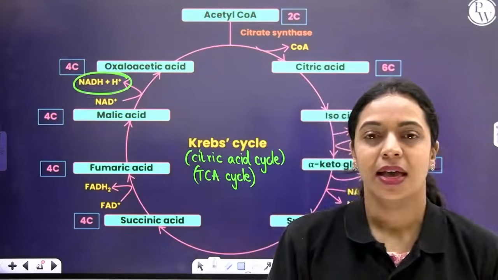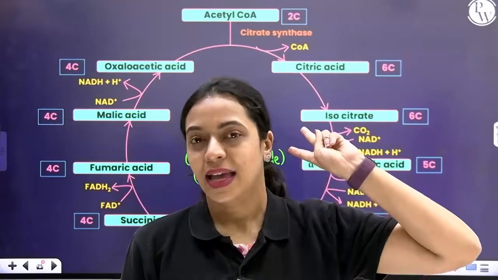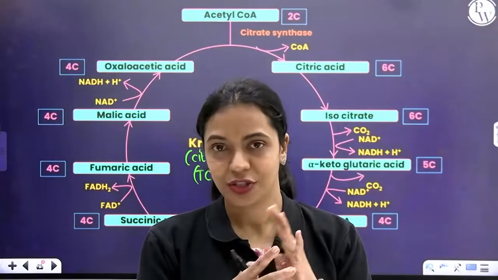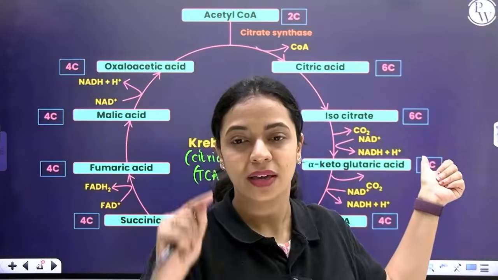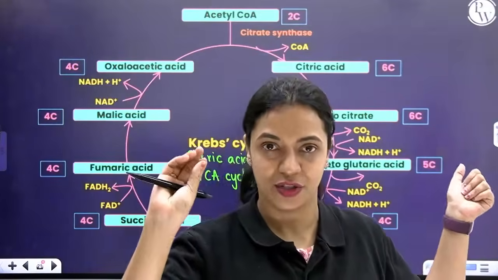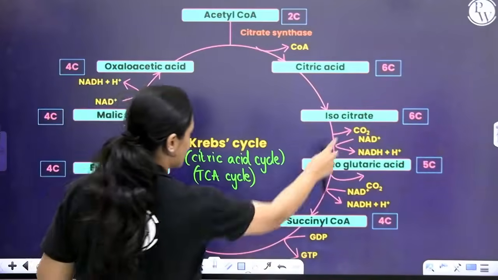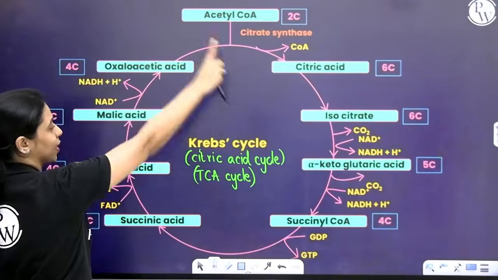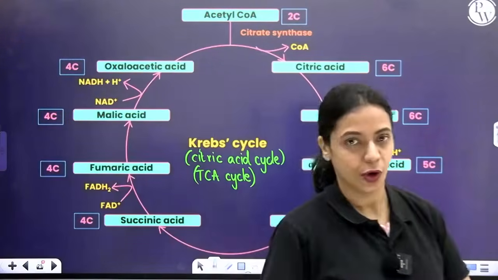NADH was formed in glycolysis, 2 NADH. In the link reaction, for 2 pyruvic acid, we get 2 NADH, totally 4. In the Krebs cycle, per acetyl-CoA, you have 3 NADH. So from 2 acetyl-CoA, you have 6 NADH formed in the Krebs cycle alone.